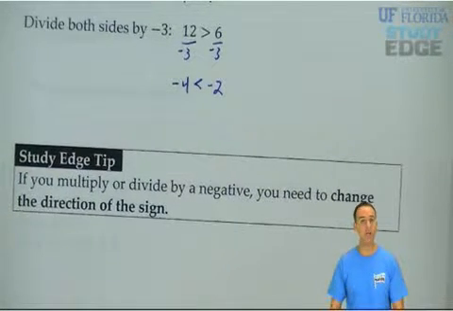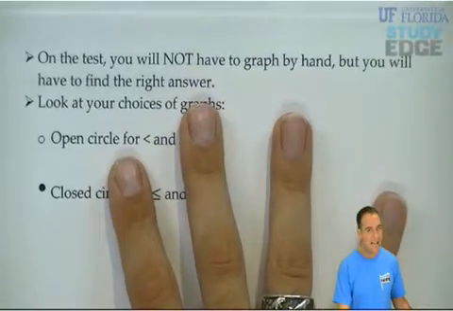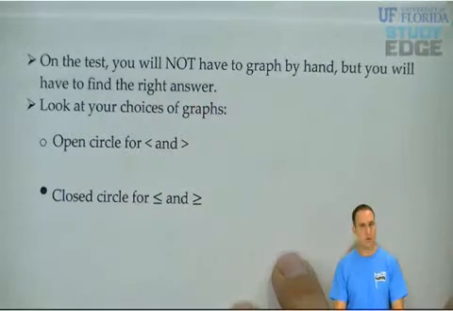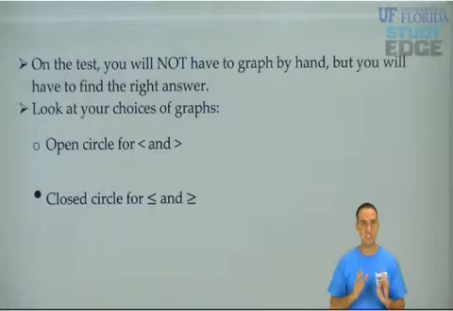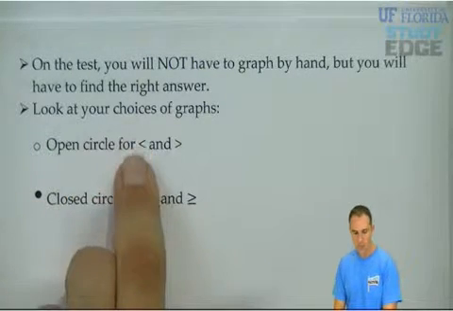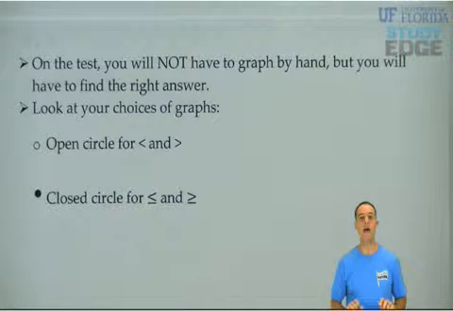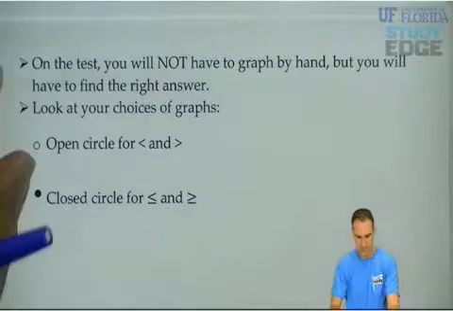So now we're going to go ahead and start solving these and graphing these. Of course, on the test, you will not have to graph by hand, but you will have to find the right answer. So for your choice of graphs, when you see these, remember, open circles are for less than and greater than. Closed circles are when you have the equal to symbol, because if it equals that number, it'll be locked in, it'll be closed.